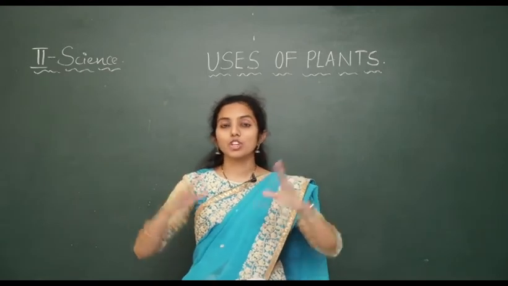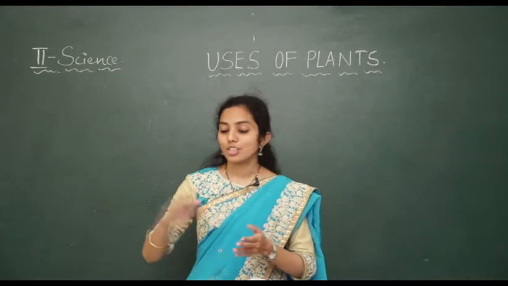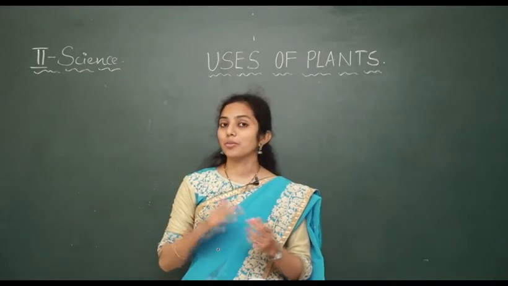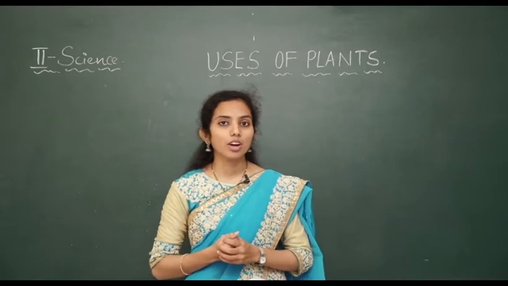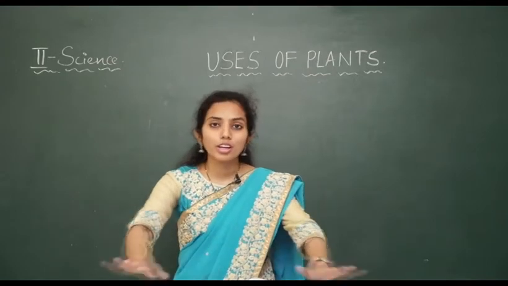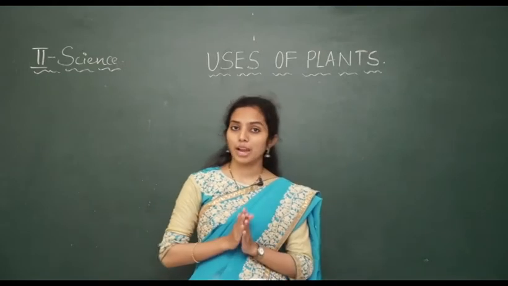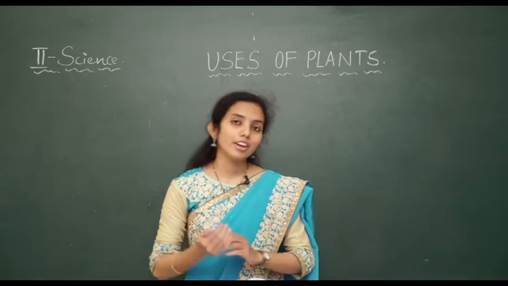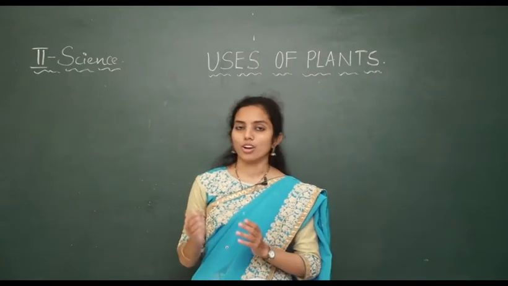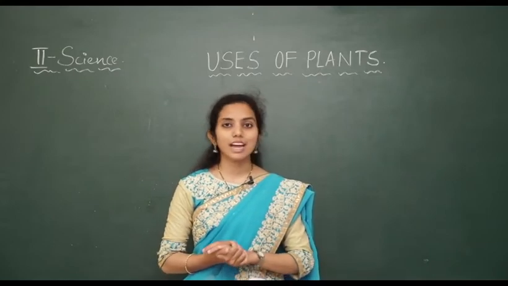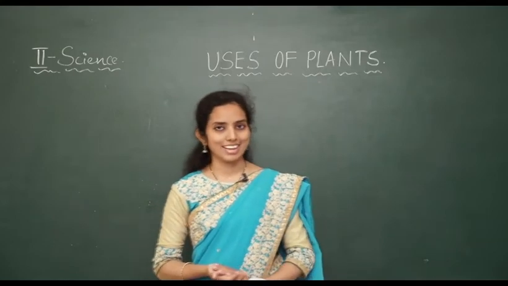The plants which are big are called trees, and small and bushy ones are called shrubs, and the plants with medicine values are called herbs. The creepers are the plants which grow on the ground, and the climbers are the plants which grow up with the help of a stick or wall. So this is about the different types of plants that we have learnt in our last class.